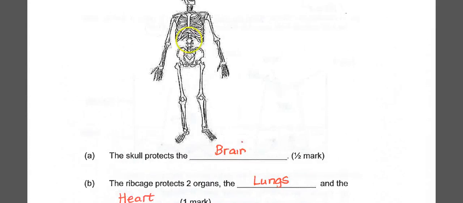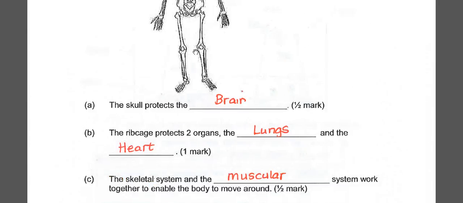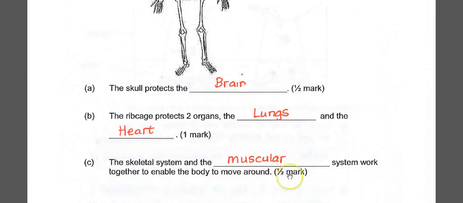is the part where the lungs and the heart are inside. Lungs over here, the heart here. Of course, the stomach is somewhere here, and the small intestine and large intestine around here. These are not protected by the bones because they are exposed. So the rib cage protects only the lungs and heart. Now this skeletal system and the muscular system, this is the standard answer: work together to enable the body to move around. Okay. Next.